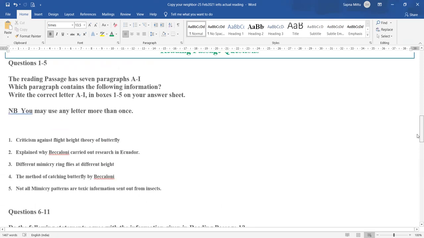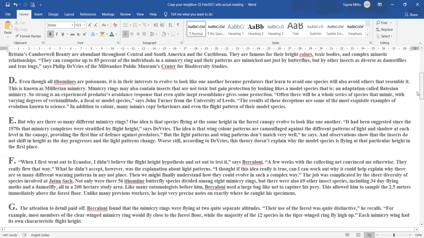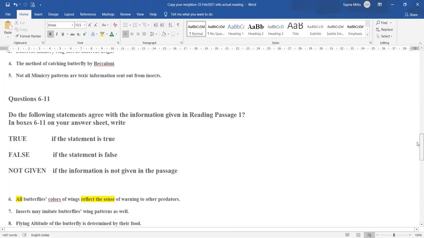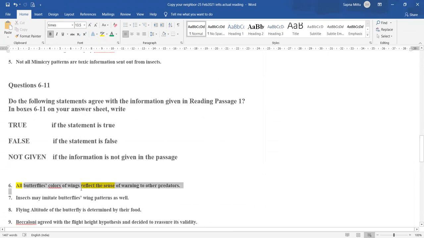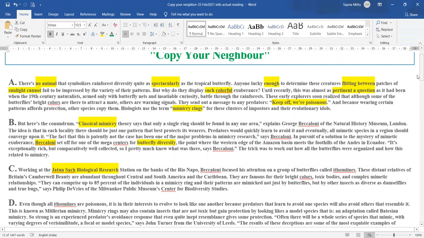Now, if I go to the reading passage, let me see and find out, do I find this word? Do I find predator or the wings? And these are the butterflies, yes. And then we have the butterflies again, the damselflies. The keywords here are colors of wings and predator. So let me see if we can get this word here. Colors of wings and predators. And yes, the bright colors. Butterflies' bright colors are the warning signals, and they send out a message to any predators. Okay, so we have got it.